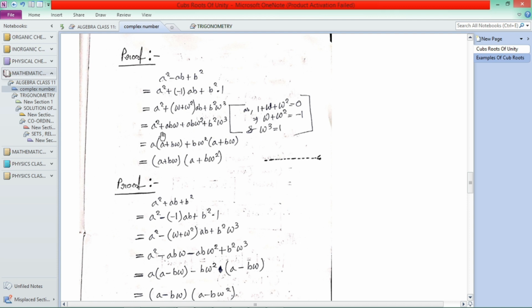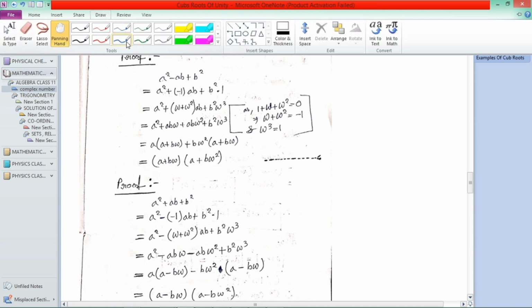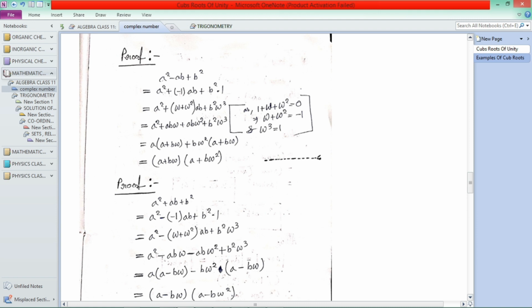So this equals a square plus ab omega plus ab omega square plus b square omega cube, and this is equal to a into (a plus b omega) plus b omega square into (a plus b omega), and this is equal to (a plus b omega) into (a plus b omega square). This is the proof. You can easily understand this proof properly. This is not very difficult. Yes, you can easily understand these things.